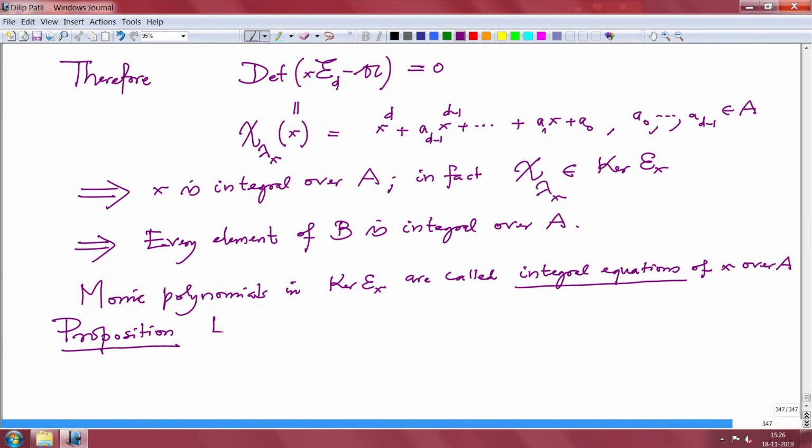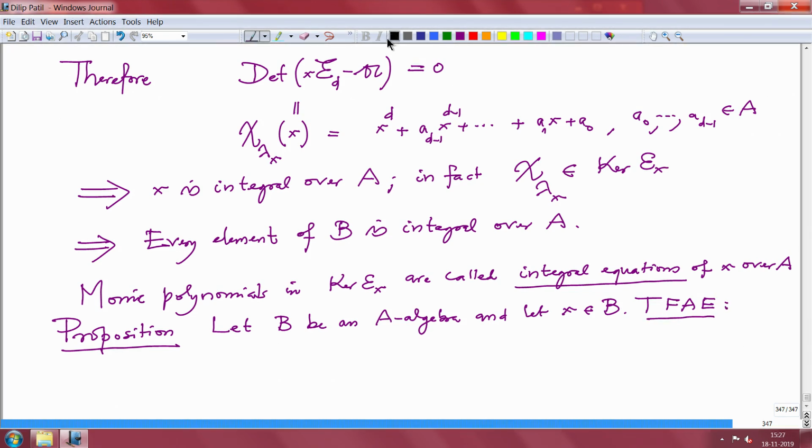Alright, so let B be an A-algebra. Now we do not have any assumption of finite, free, etcetera, and let x be an element in B. Then the following are equivalent. This is our standard short form, we have been using it all the time. So what are the equivalent conditions? One of them has to be integral. So 1: x is integral over A.